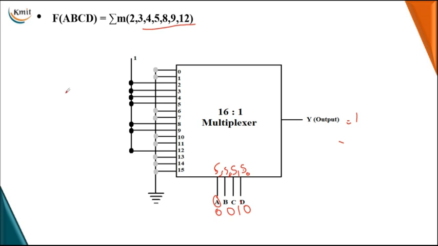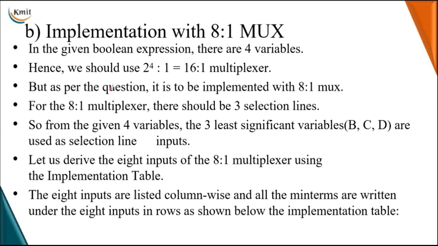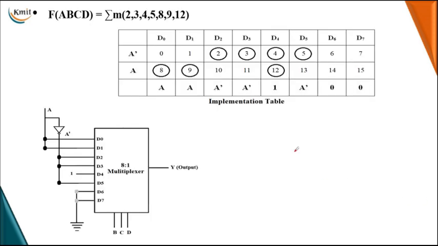So we can implement the function of 4 variables using a 16:1 multiplexer. Next, we can also implement the same function using an 8:1 multiplexer. So here, in order to design this 8:1 multiplexer, let me take the data inputs in a row-wise: D0, D1, D2, D3, D4, D5, D6, D7.